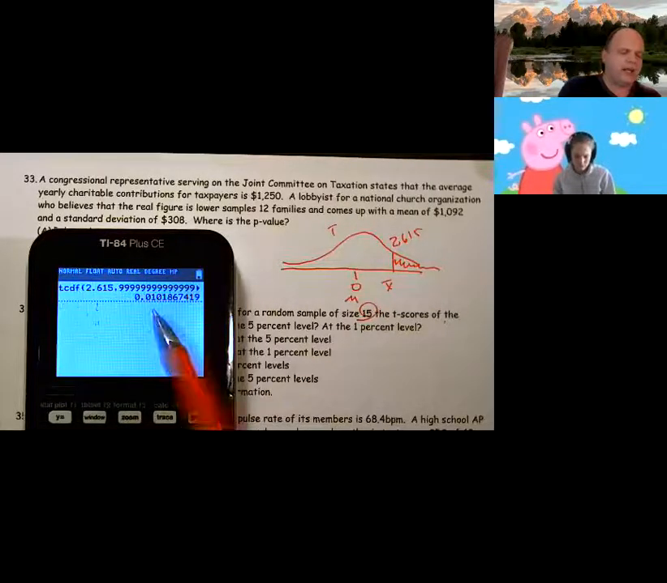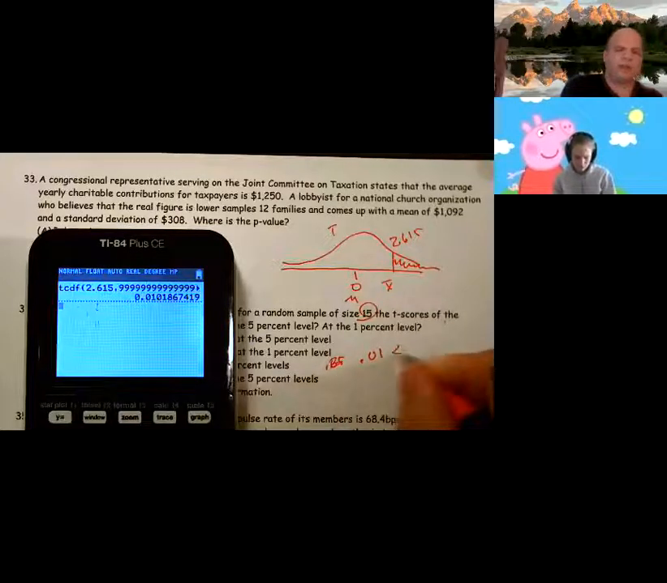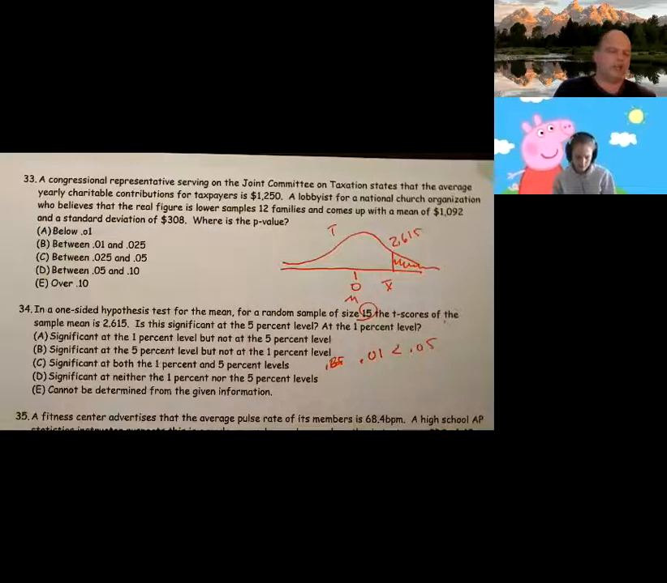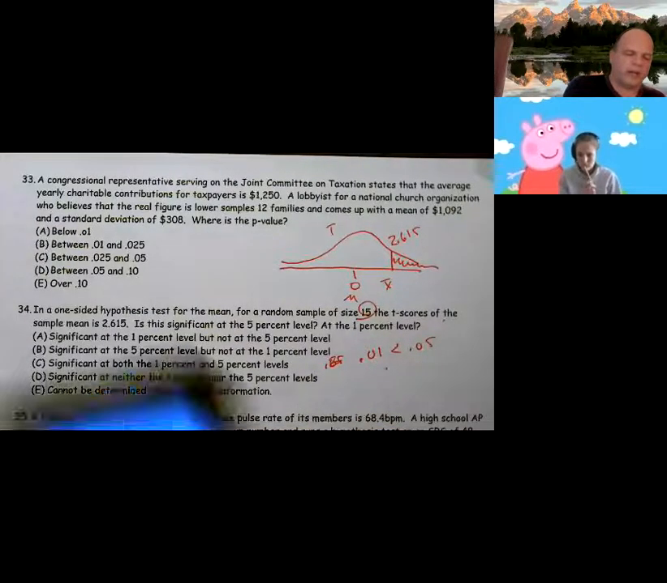But when I end up with that, I end up with a 0.01. And if I compare that to alpha, that's less than an alpha of 0.05. So I'm rejecting at the 0.05 level. So this is a reject.